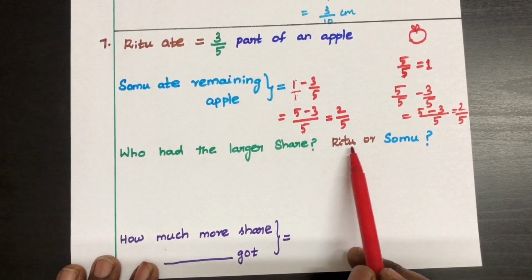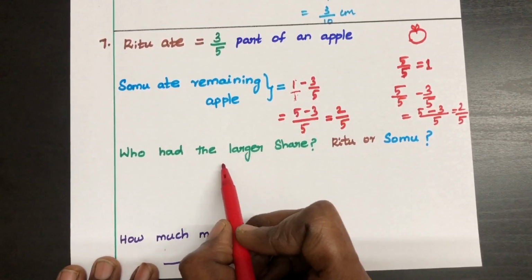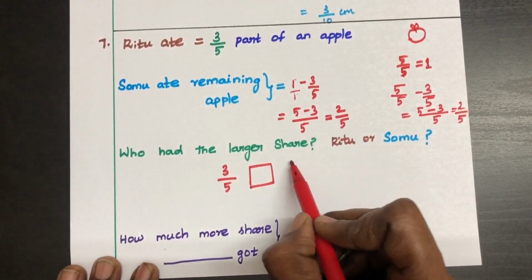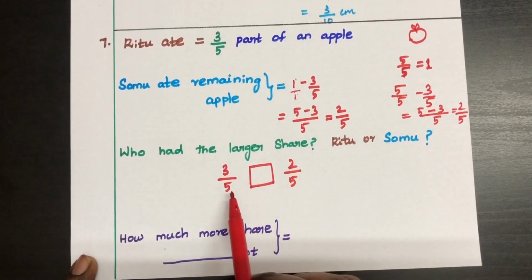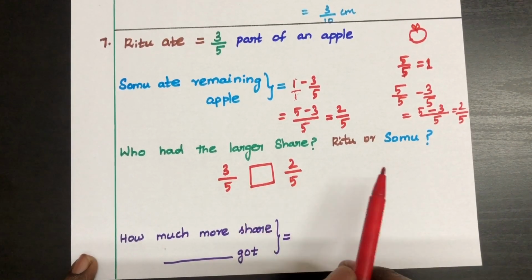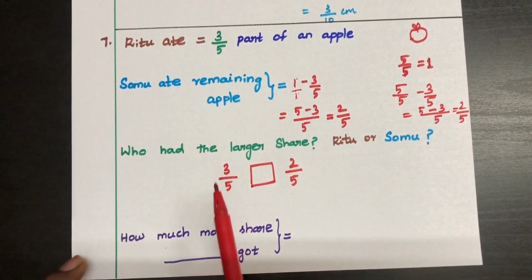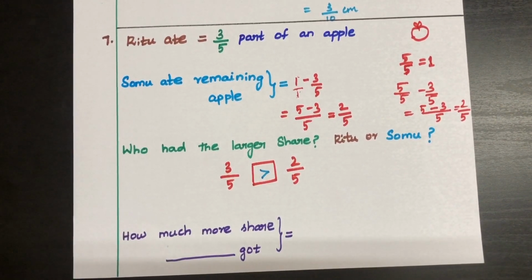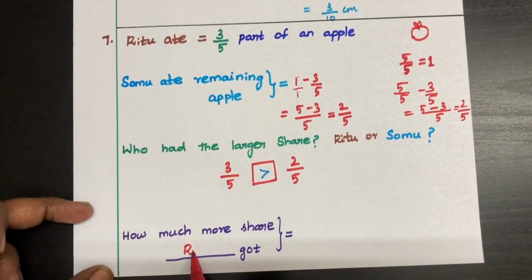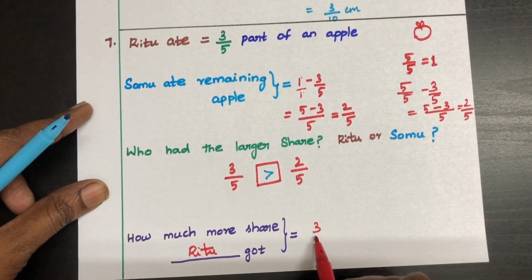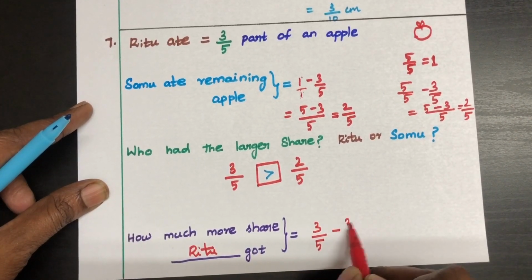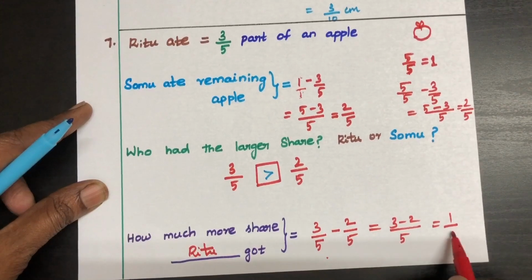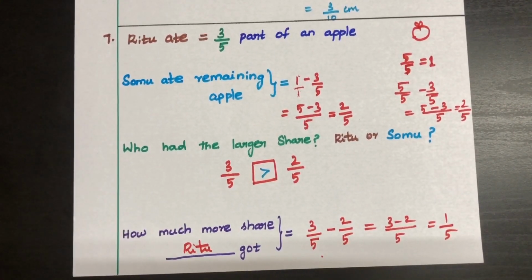Who had the larger share, Ritu or Somu? We need to see here. Ritu ate 3 by 5 portion. Somu ate 2 by 5. Like fractions only, right? In like fractions, if the numerator is bigger, the fraction is also bigger. Which numerator is bigger? This is bigger, right? So 3 by 5 is greater than 2 by 5. So Ritu ate the bigger portion. How much more share did Ritu get? 3 by 5 Ritu ate minus 2 by 5. Denominator is equal. So 3 minus 2 is equal to 1 by 5. Ritu got 1 by 5 portion more share.